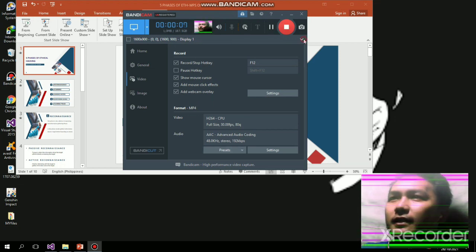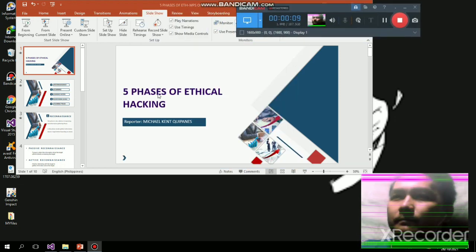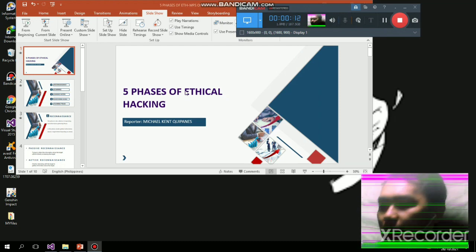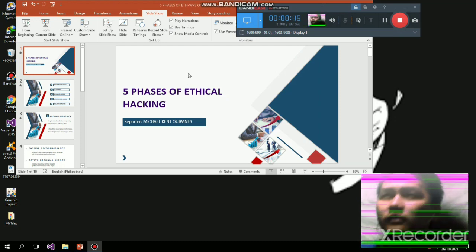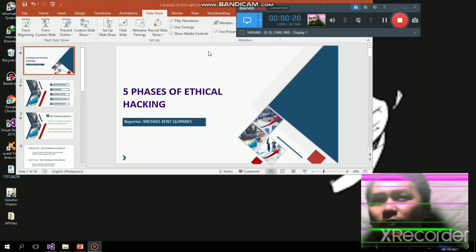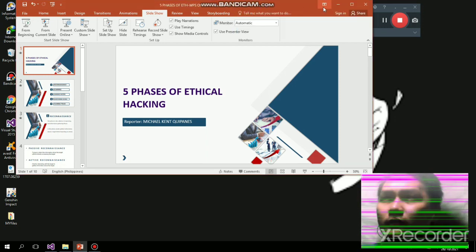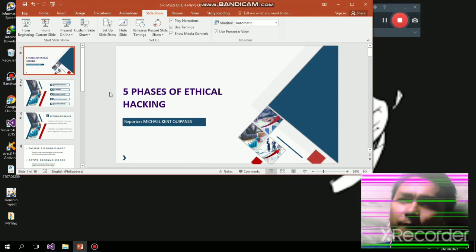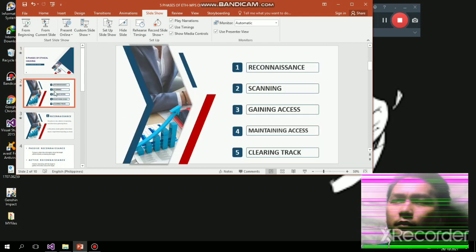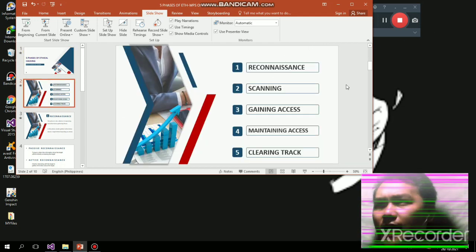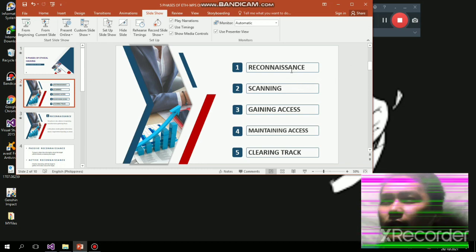My topic is all about the 5 phases of ethical hacking. Of course, we all know what ethical hacking is from our previous activity. So my topic is what the 5 phases of ethical hacking are. First is reconnaissance. Second is scanning. Third is gaining access. Fourth is maintaining access. Fifth is clearing of tracks.